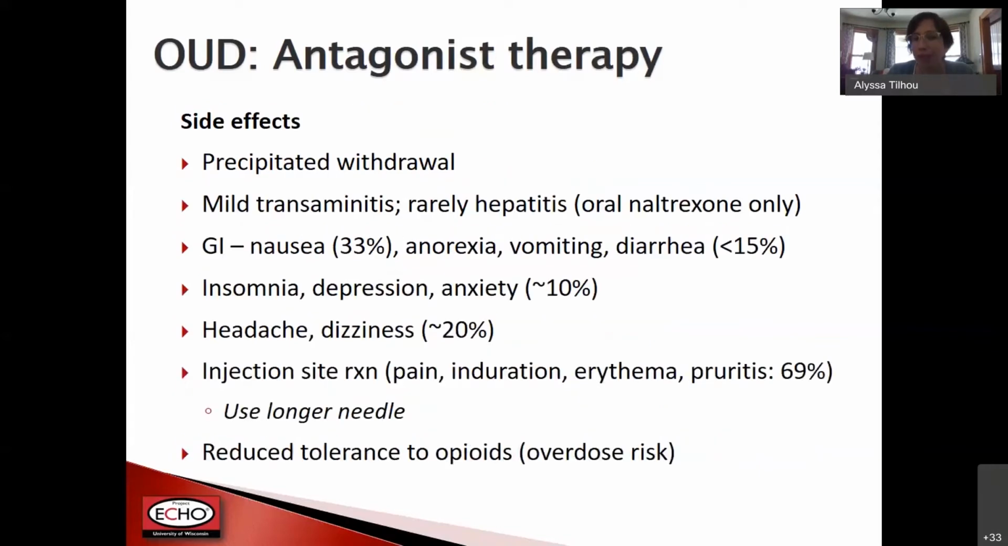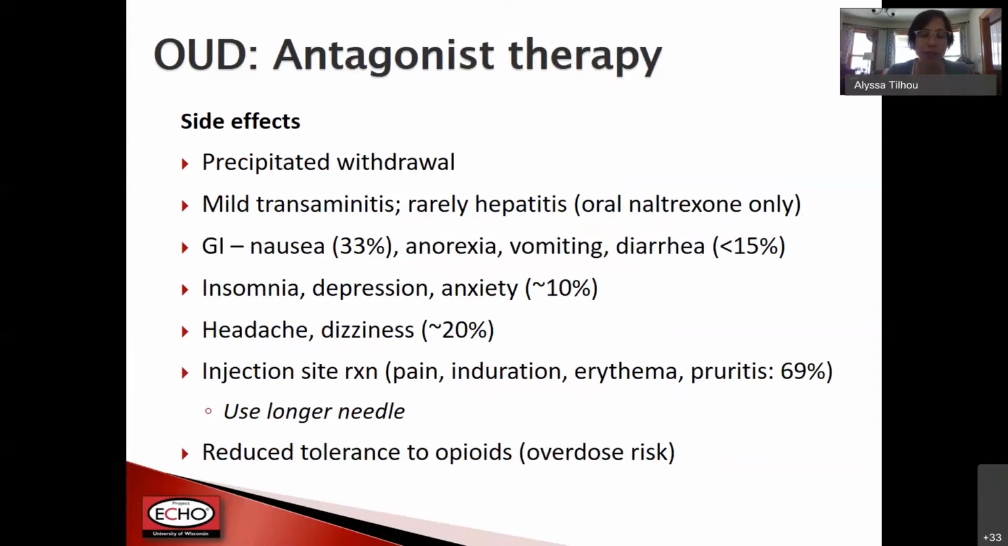These are the primary side effects. So because of naltrexone's high affinity, if naltrexone is taken while any opioid is in the system, it will boot that opioid from the receptor, causing a precipitated withdrawal. Naltrexone can also cause mild transaminitis and rarely hepatitis. And I have on my slide here in parentheses oral naltrexone only.